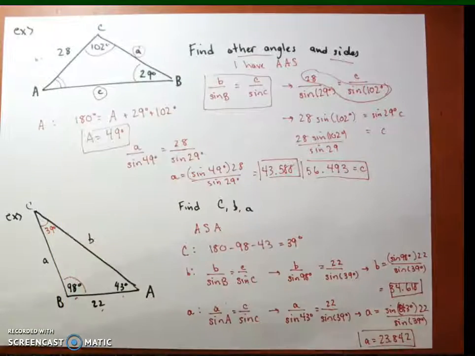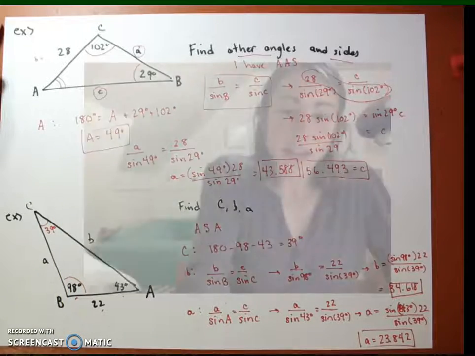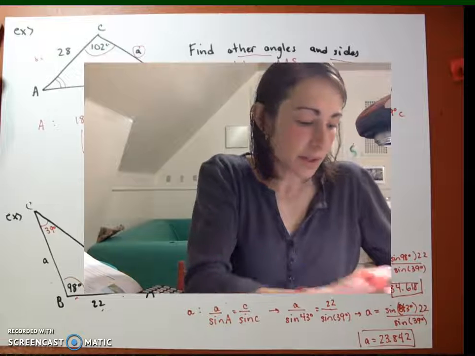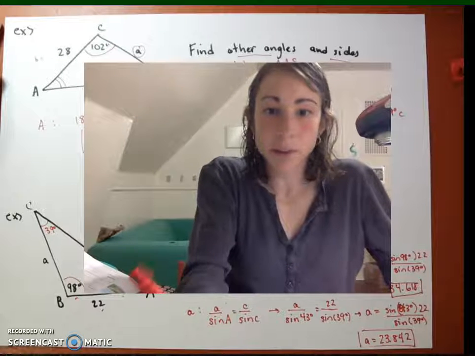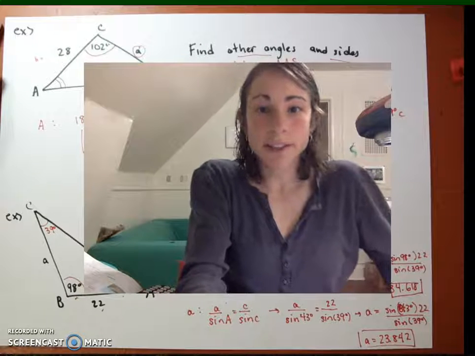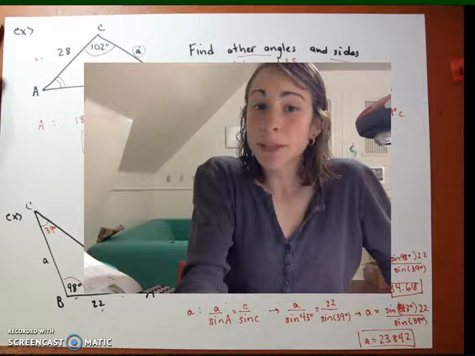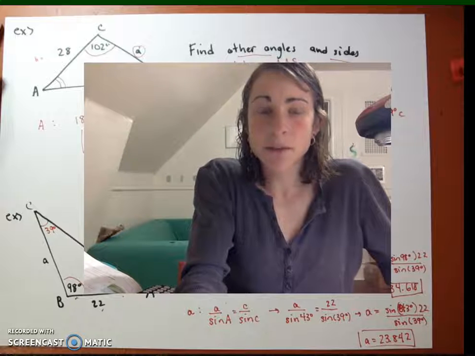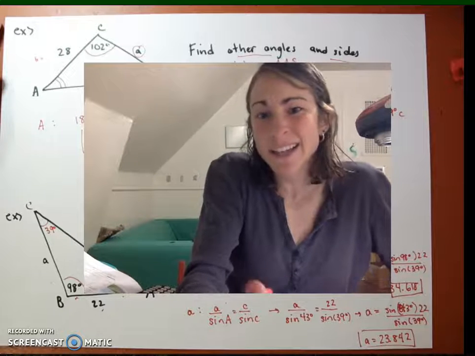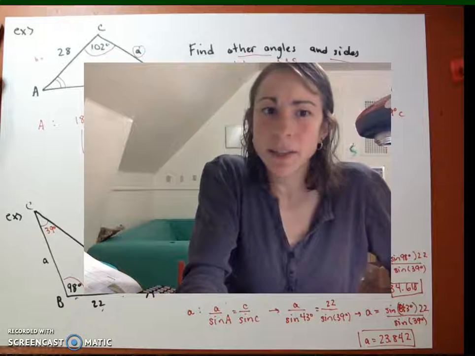So these are just two simple examples for how to use the law of sines. It's really simple once you have labeled your triangle appropriately and know where to plug things in. We'll do some more complicated examples when we talk about cases where the law of sines needs to be tweaked just a little bit in order to work.